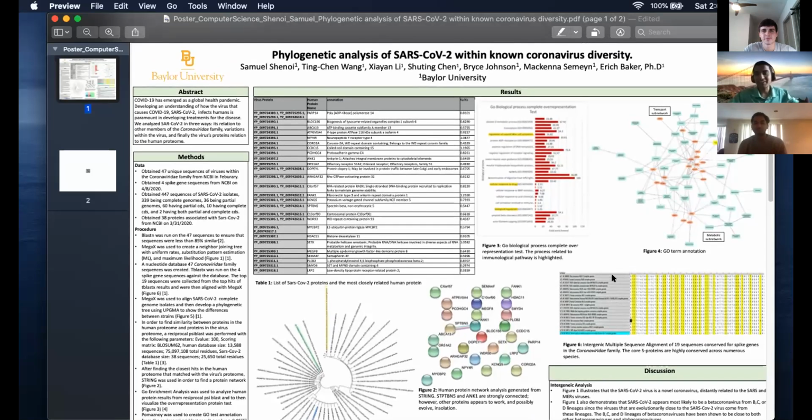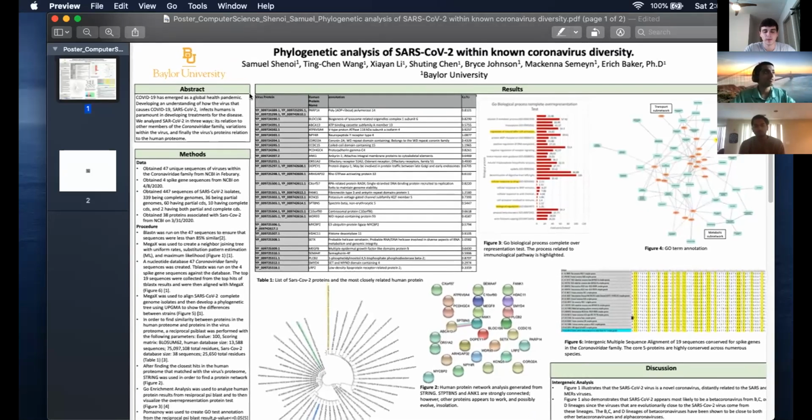So yeah, I'm Sam. I'm excited to present here today my research, phylogenetic analysis of SARS-CoV-2 within coronavirus diversity. This was completed alongside my co-authors, Ting Chen, Tina, Iris, Bryce, McKenna, and Dr. Baker here at Baylor University last semester.